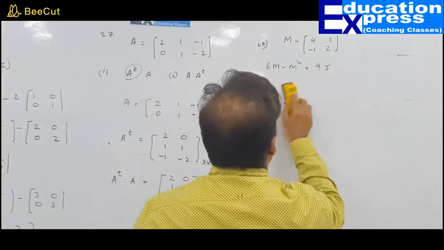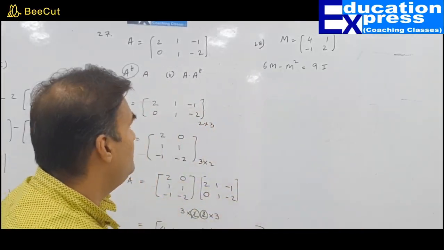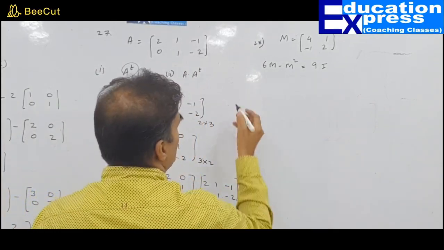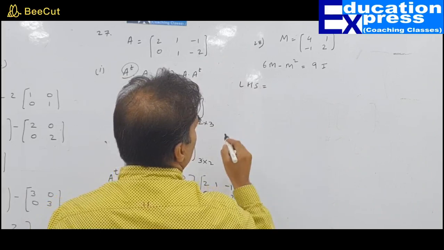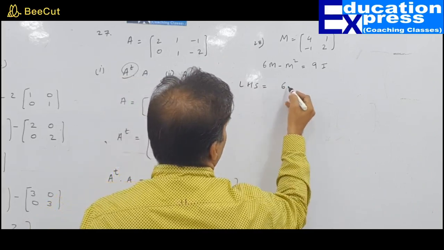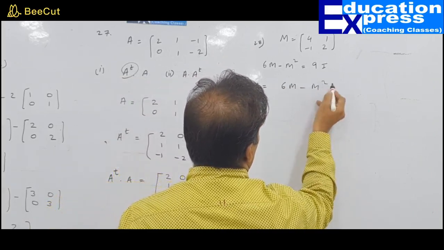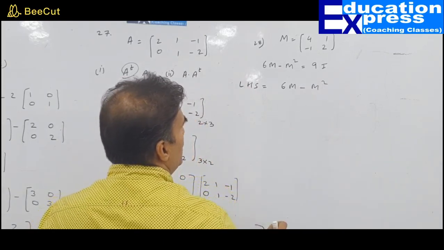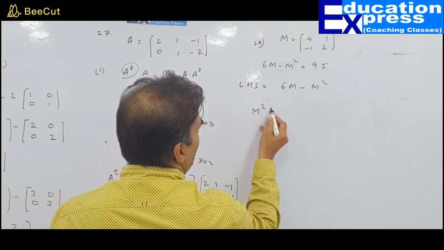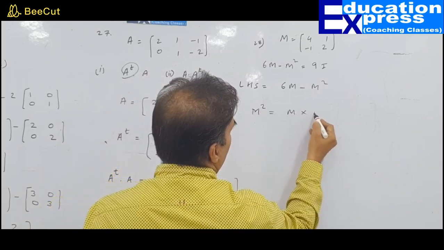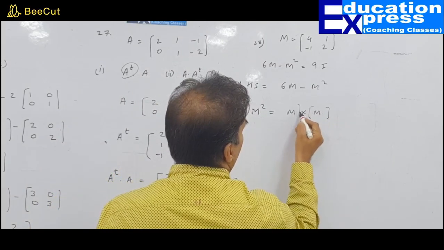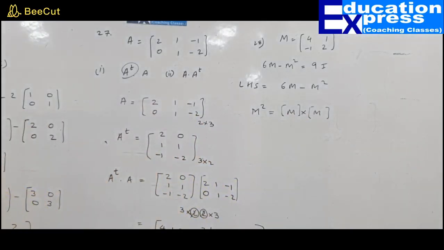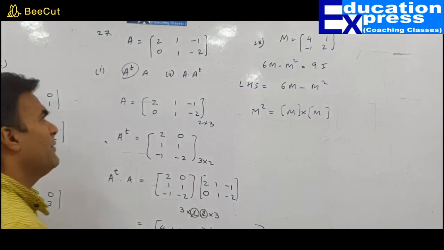All done. They want to find out whether LHS equals RHS. So let's start with LHS, which says 6M minus M squared. Now we don't know the value of M squared. So what will be M squared? M squared will be matrix M multiplied by matrix M. Perfect. Do you have the value of matrix M? Of course, we have the value of matrix M. Let us substitute.